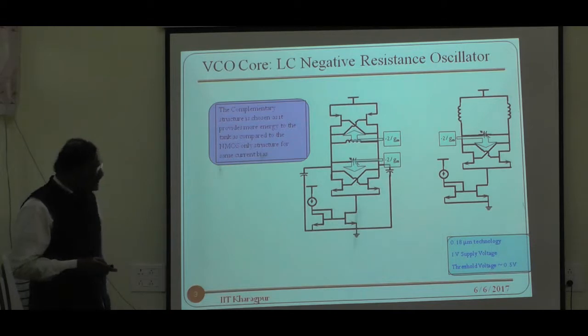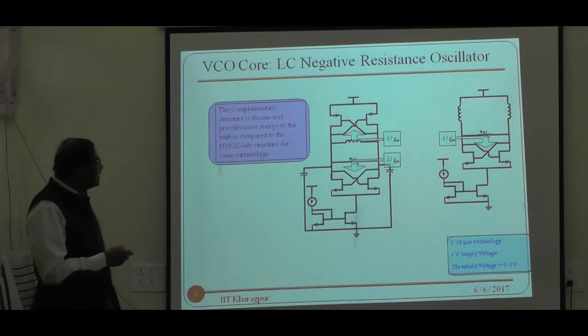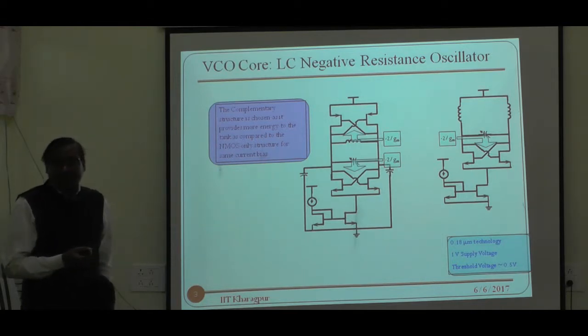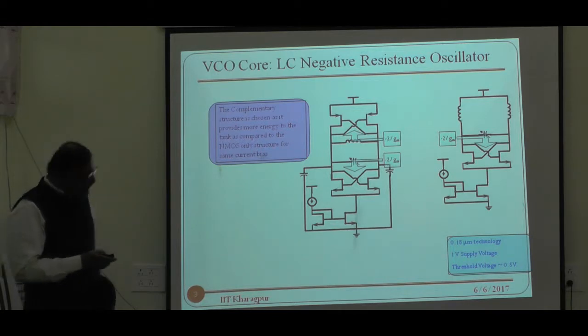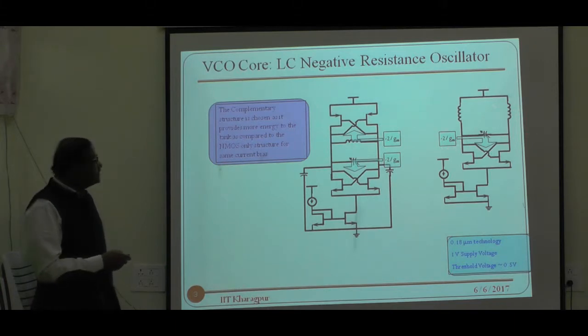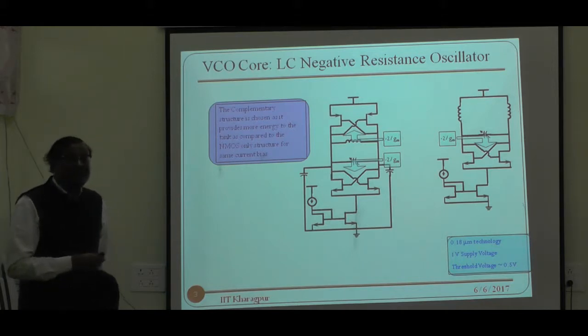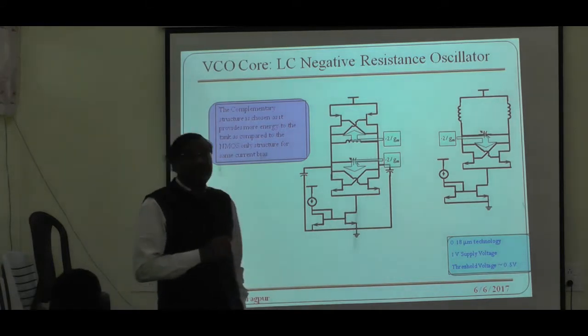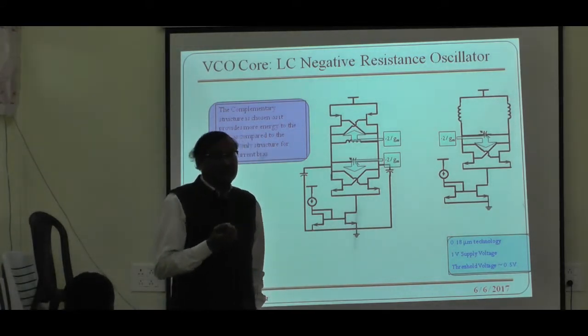That means I can drive less current. Suppose it takes, say, 100 microampere current, which gives a certain GM. Now to have GM by 2, I will drive 50 microampere current. So I can have the same impedance and the corresponding startup conditions, but at much lower current. That's why you introduce cross-coupled oscillators when the power consumption requirement is very, very stringent.